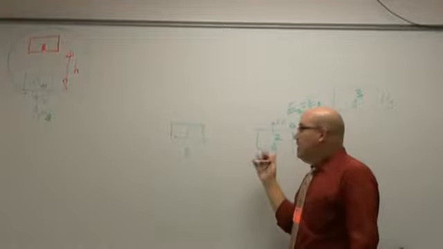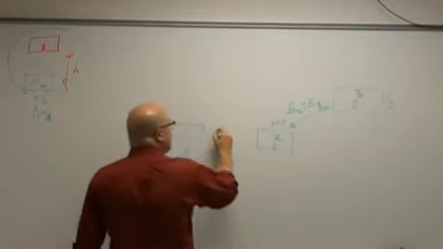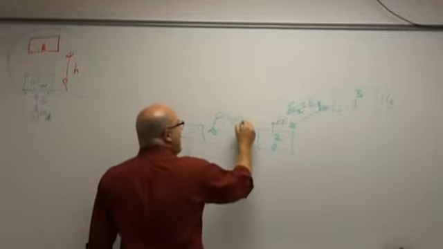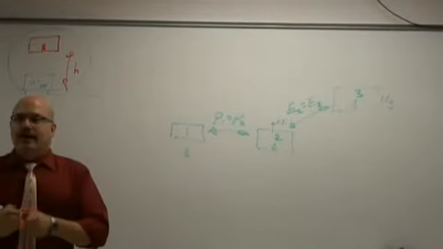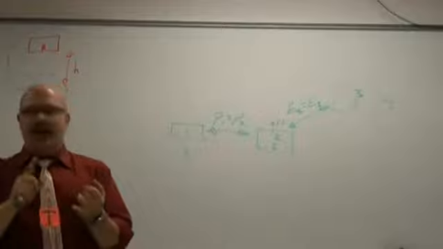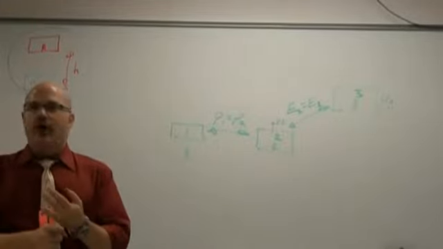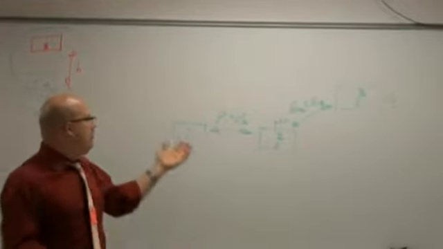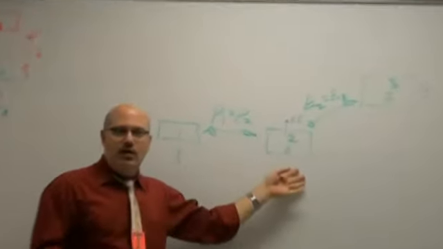Why are you so white? Because between here and here we have a collision. And anytime we have a collision, can we keep track of all the objects colliding? Yes.